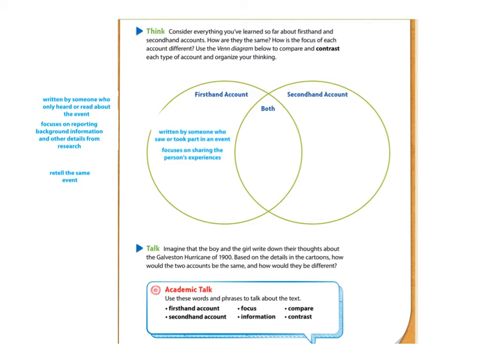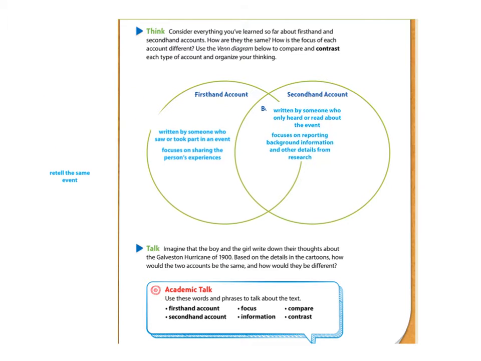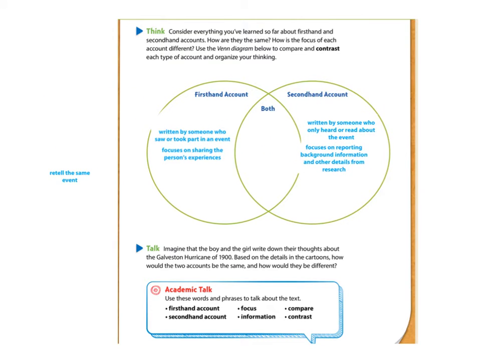I'm thinking that's different than a second-hand account. This is written by someone who only heard or read about the event. It focuses on reporting background information and other details from research. But I'm thinking that both a first-hand and a second-hand account retell the same event. So these are some similarities and differences.